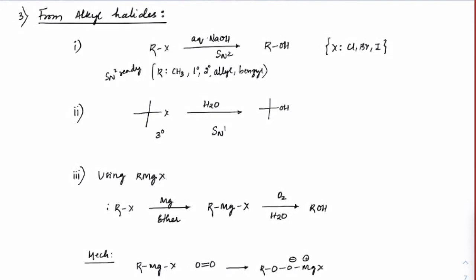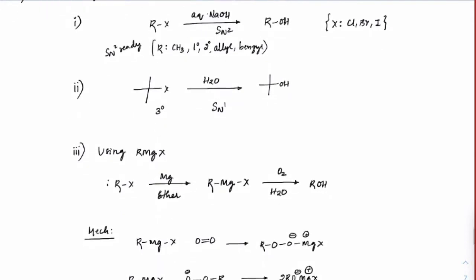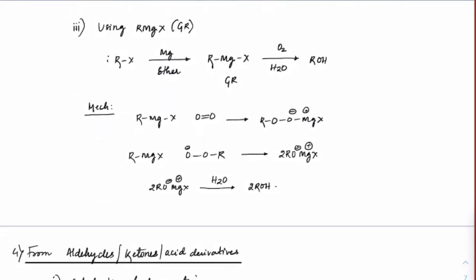Right. The other route to get alcohols, instead of directly taking alkyl halides, is to convert those alkyl halides into Grignard's reagent, RMgX. So we take the alkyl halide and treat it with magnesium in ether to get Grignard's reagent. First Grignard's reagent is formed, then treat the Grignard's reagent with excess of oxygen. On treating with oxygen, it will form alcohols. Just make a note of that. I'll show you the mechanism here.